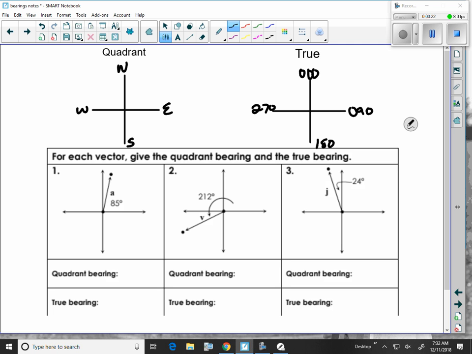So I want you to remember quadrant. This is going to be an acute angle. It's always going to be small. It's going to be a small angle, and it's from that north-south line. So if we look at number 1, this is 85 degrees here. Is that to the north-south line? Like, is this angle touching this line here?